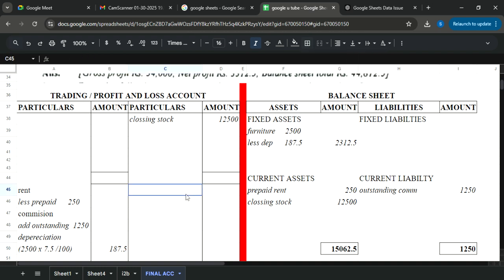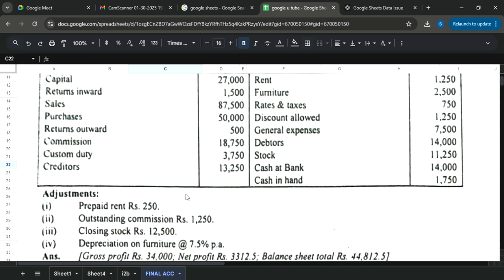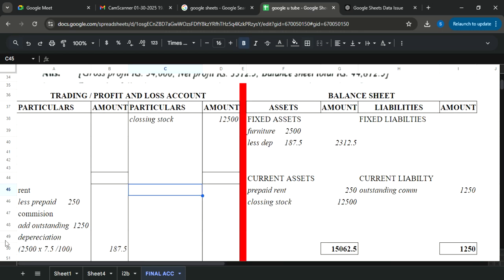Guys, after that you can understand that there were four adjustments: prepaid rent, less in expense and asset. Outstanding commission, add in expense and liability. Closing stock, direct income and current asset. Depreciation, calculate in expense and less in asset side. All these adjustments are italic and we have completed these adjustments.